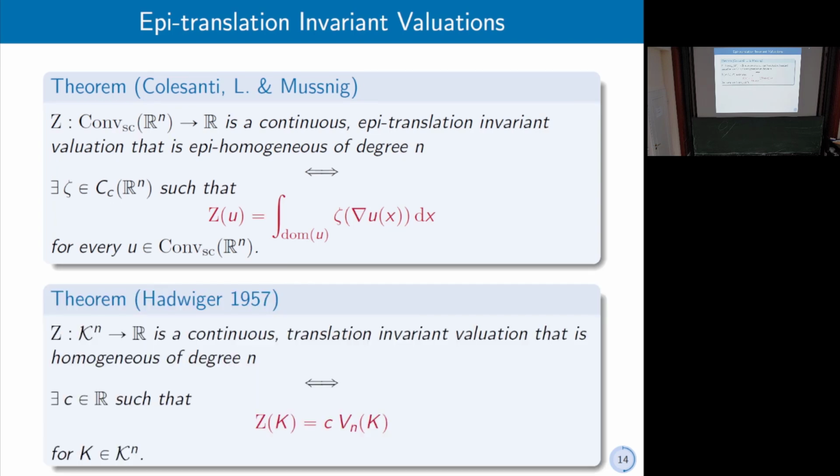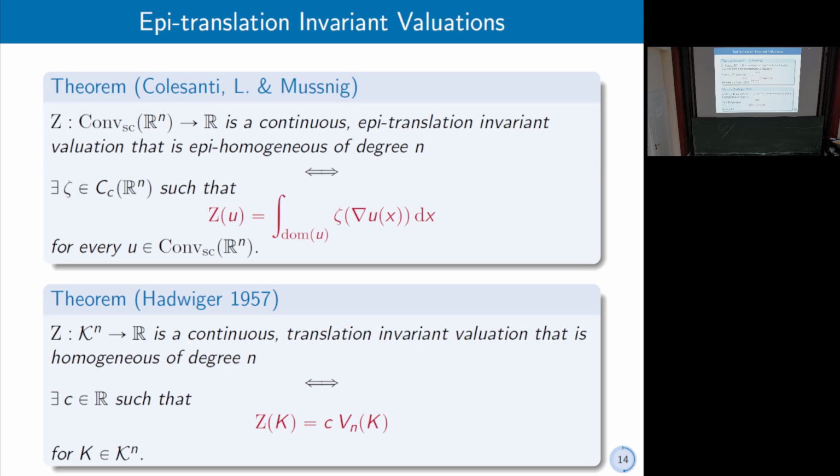And this corresponds to a result by Hadwiger. It's a little bit later than the one I had on the slides before. That if you have a continuous translation invariant valuation that is homogeneous of degree n on the space of convex bodies, then this is just a multiple of volume. So in a certain sense, we have something that corresponds to volume in our setting.